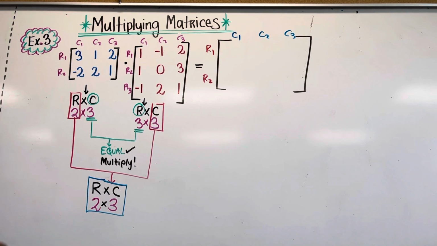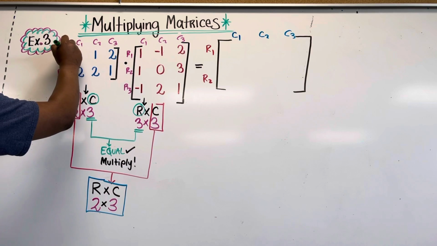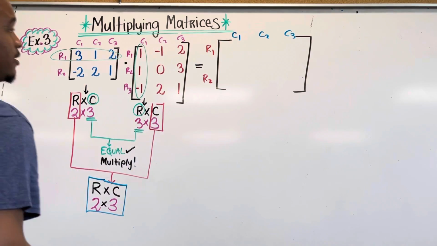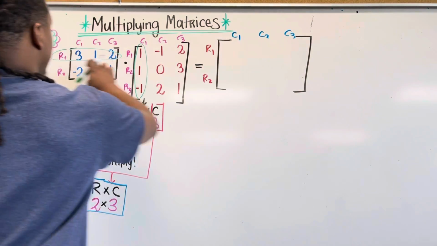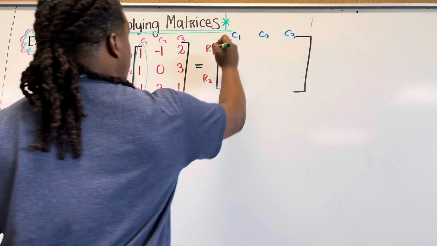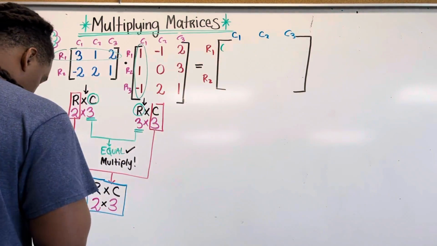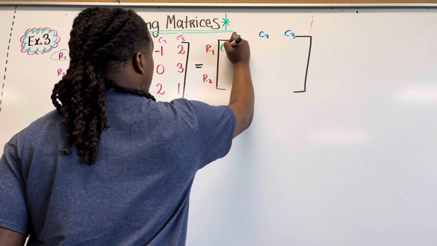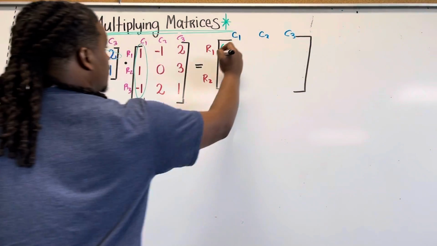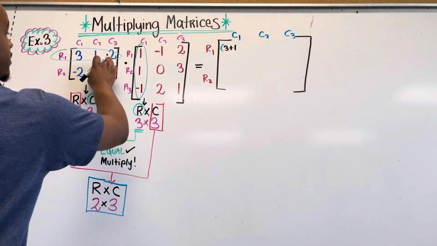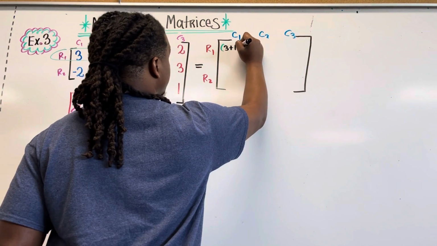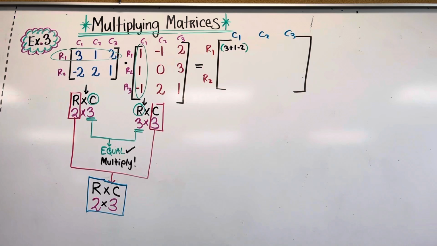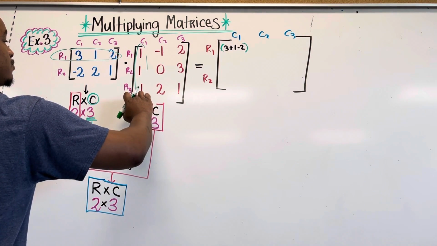Let's start off with row 1. I'm going to circle row 1, and let's start off with column 1. So I'm at row 1, column 1. What do I have? I have 3 times 1, which is 3. 1 times 1, which is 1, so plus 1. And then 2 times negative 1, which is negative 2.